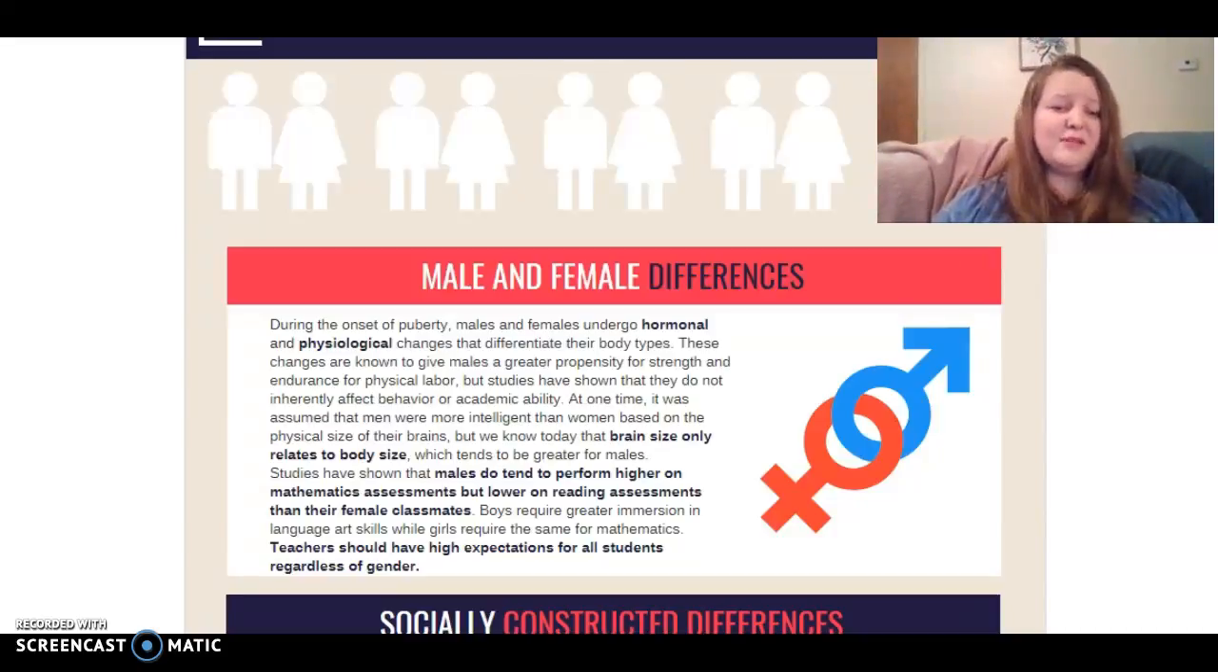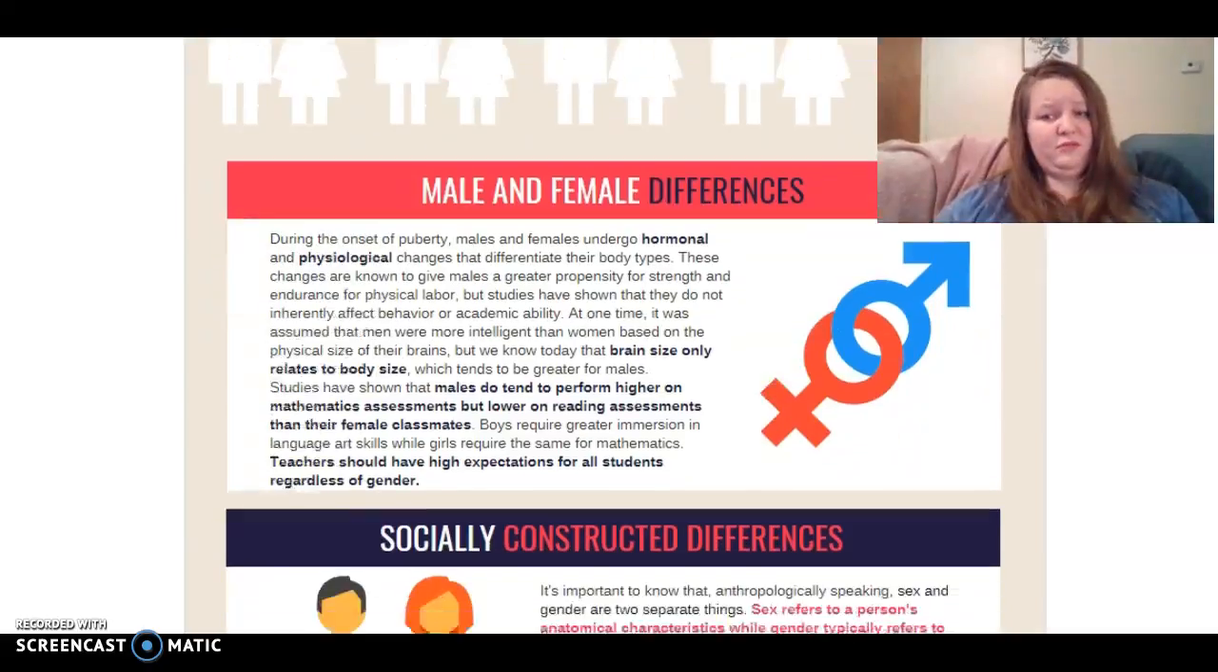Studies have shown that males do tend to perform higher on mathematics assessments, but lower on reading assessments than their female classmates. Boys require greater immersion in language arts skills, while girls require the same for mathematics. But teachers should have high expectations for all students regardless of their gender.